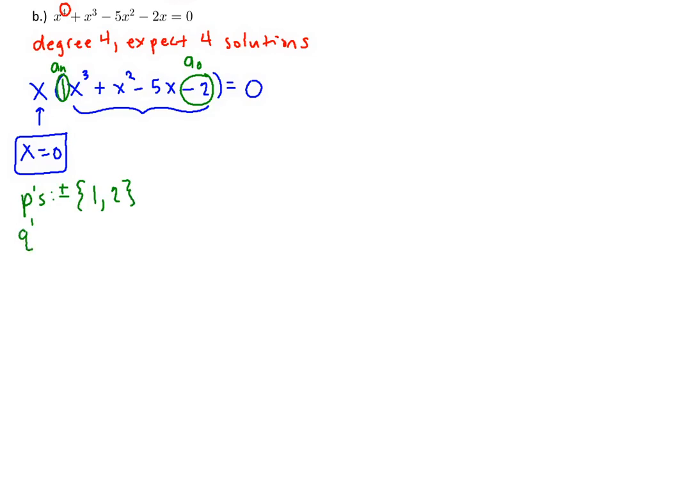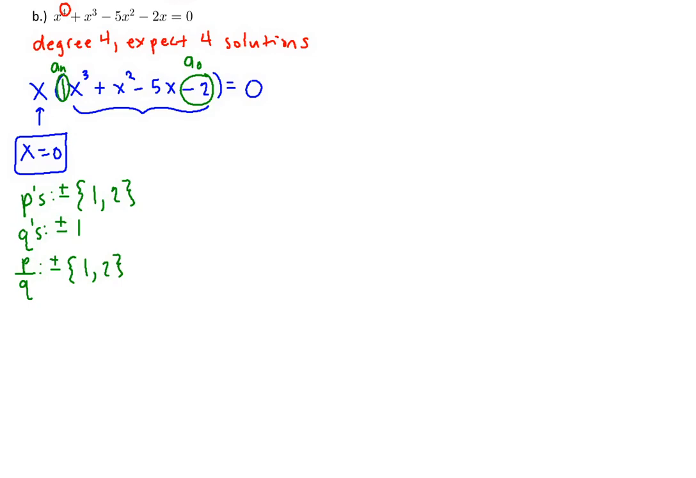And look, we've got our easy case. The q's are just plus and minus 1. So every potential zero, p over q, is just the p's: 1 over 1, 2 over 1, both the positive and negative versions of those. So we've got 4 potential rational zeros: positive and negative 1, positive and negative 2.